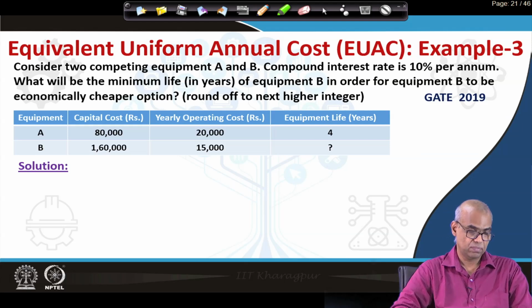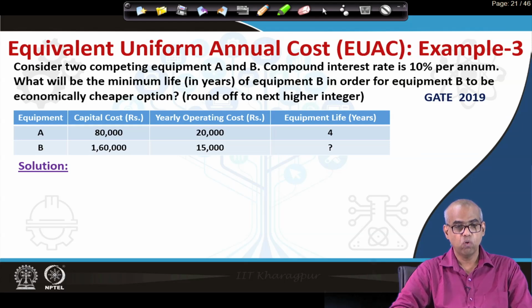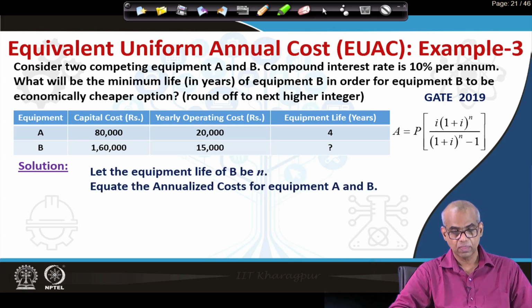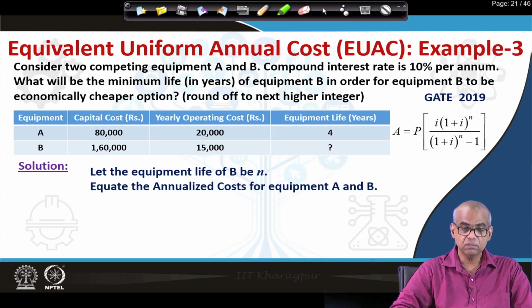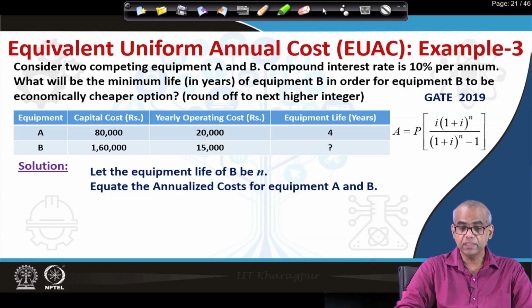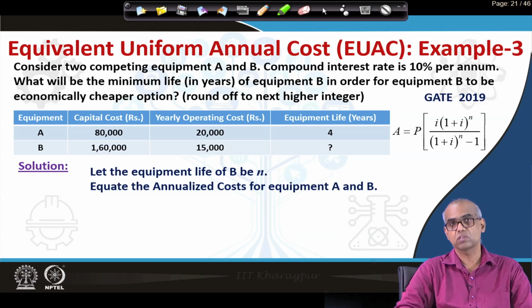economically cheaper. See, equipment B will be economically competitive to equipment A when the equivalent uniform annual cost of equipment A and equipment B are the same. So, what we will do is, we will consider the equipment life of equipment B as n, and then find the annualized cost for both equipment A and equipment B, and we will equate the annualized cost and then compute n.